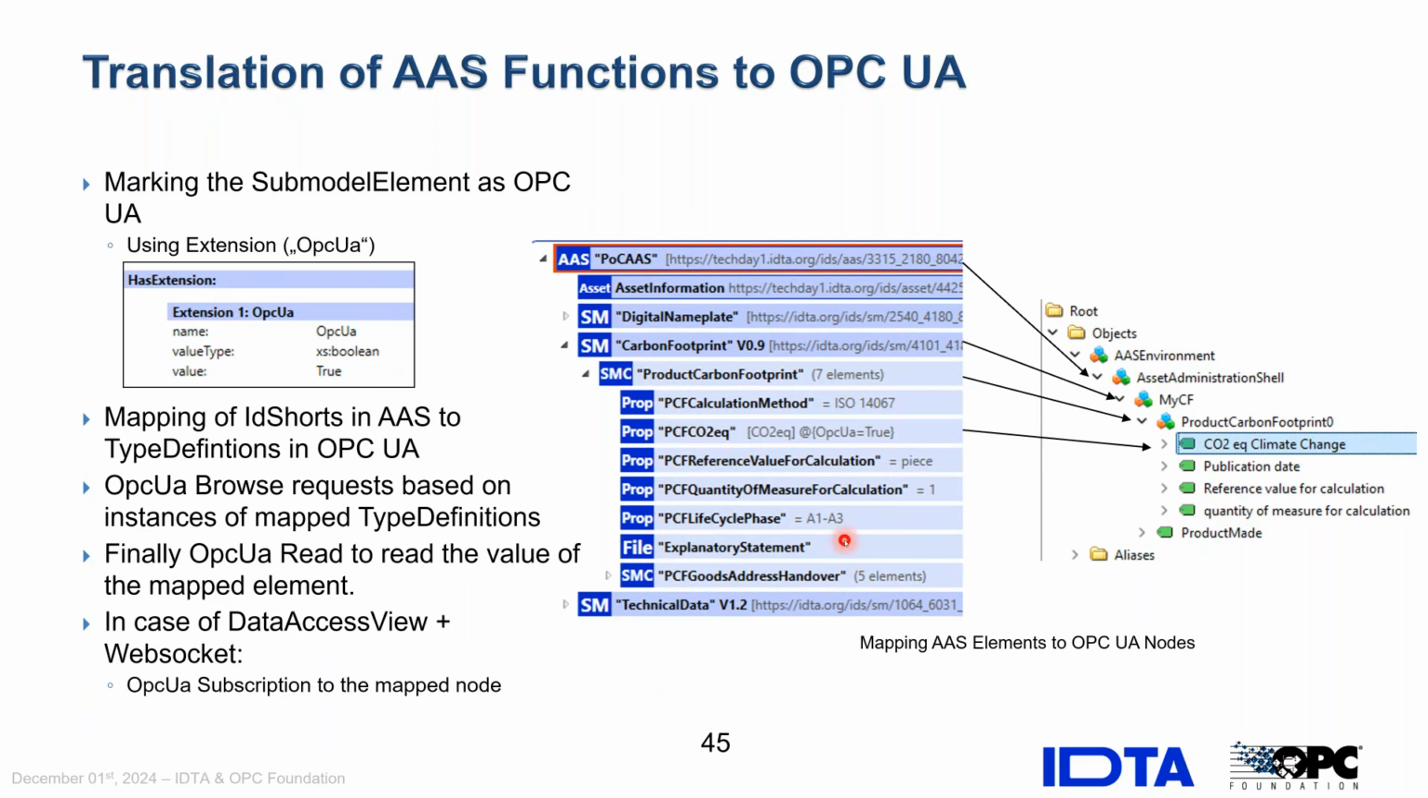Now, how to identify between such two types of elements? For this, we make use of the extension attribute or extension field from the meta model. As we can see, if the name is OPC UA and the value is true, that means this particular element is the OPC UA backed element, and we need to read the corresponding value from the OPC UA information model or the underlying OPC UA server. For example, this PCF CO2 equivalent, so the carbon footprint equivalent.